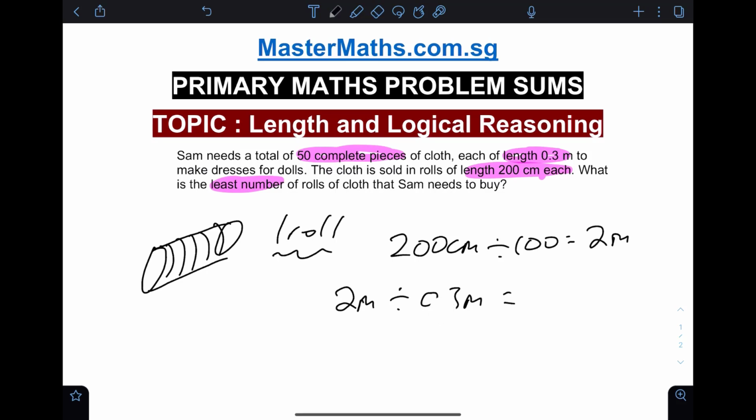So 2 divided by 0.3. Let's see how many pieces can I get per roll. Okay, maximum we can get 6 2/3. So the max you can get, not enough for 7, you can only get 6 pieces, per roll.